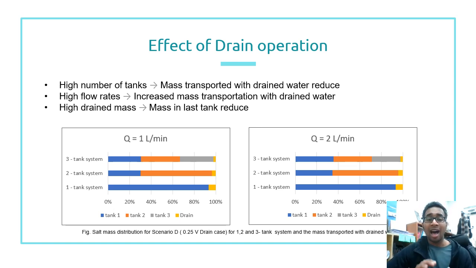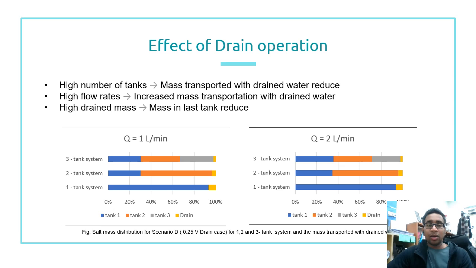And with high flow rates, we have increased mass transportation with drain water. Even though it's not significant, there's a marginal increase. And that is probably because with much more advective force now, it is being flushed out, and better mixing is forcing the water to get flushed out, forcing the pollutant to get flushed out with the drain water.